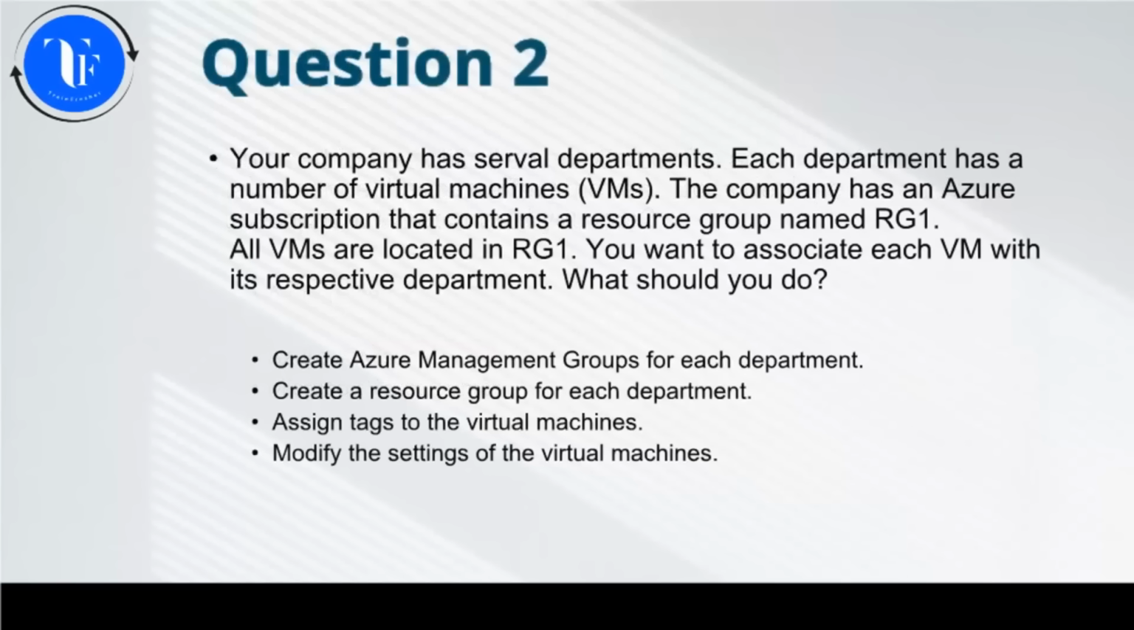Question 2. Your company has several departments. Each department has a number of virtual machines, VMs. The company has an Azure subscription that contains a resource group named RG1. All VMs are located in RG1. You want to associate each VM with its respective department. What should you do? Create Azure management groups for each department. Create a resource group for each department. Assign tags to the virtual machines. Modify the settings of the virtual machines.